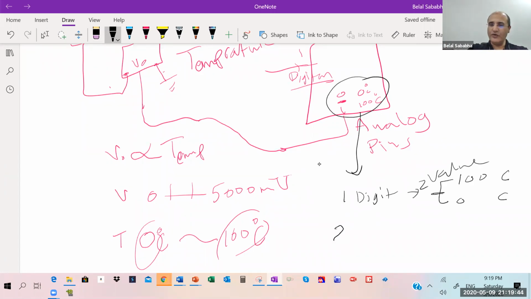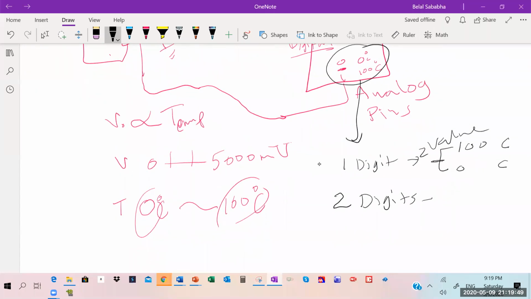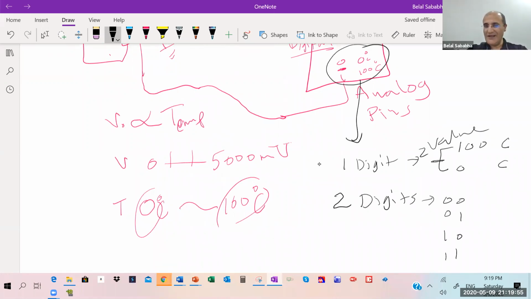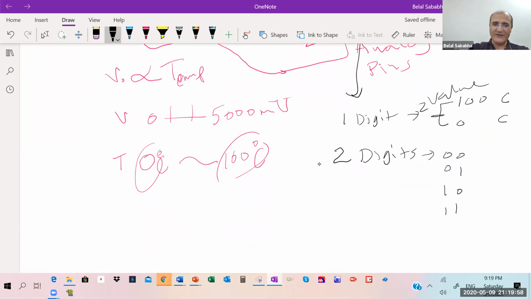Okay, if I allowed you to use two digits, 00, 01, 10, 11, then theoretically you can split this range into four ranges, right? From 0 to 25 Celsius, this is 00. From 25 to 50 will be 01. From 50 to 75 will be 10. From 75 to 100 will be 11. So I have more precision here, right?